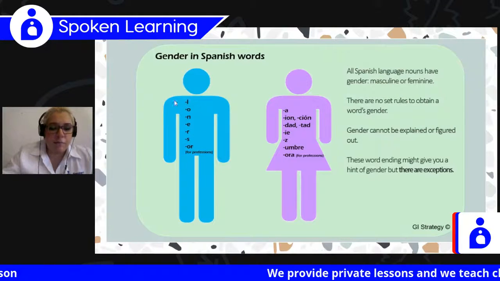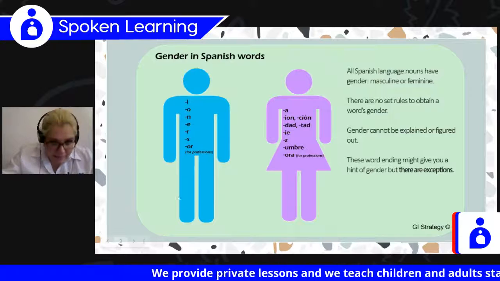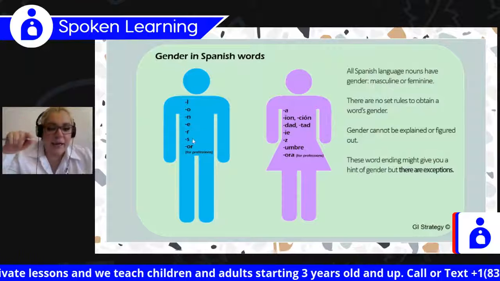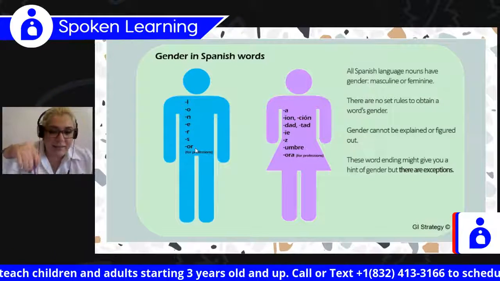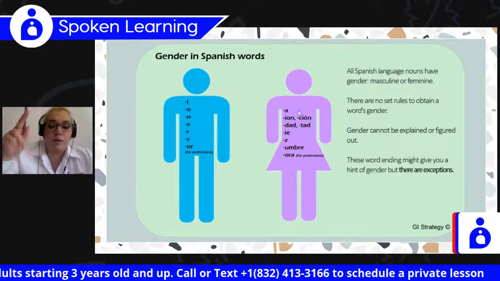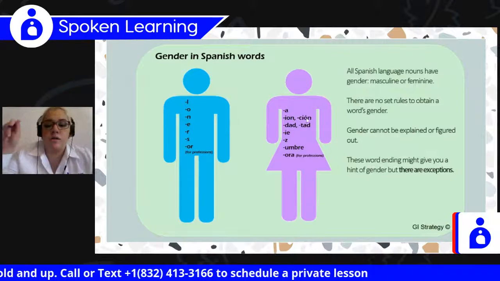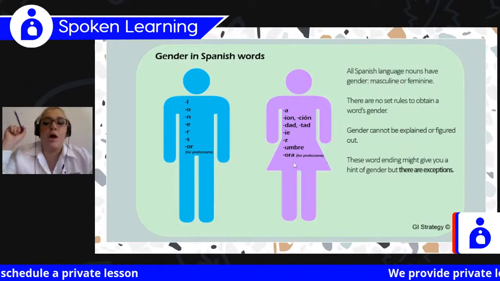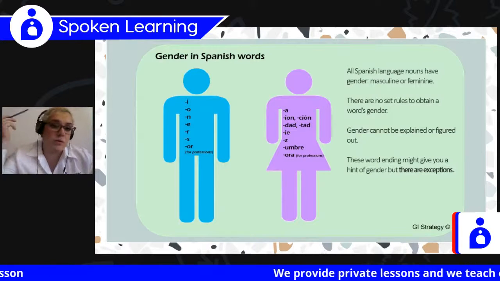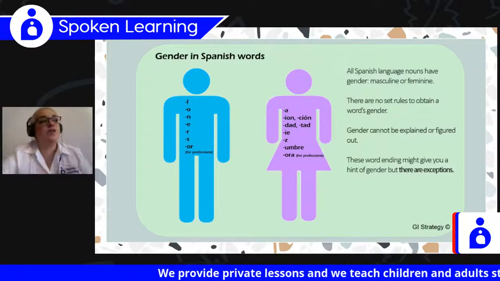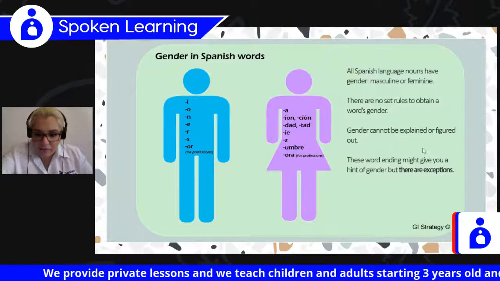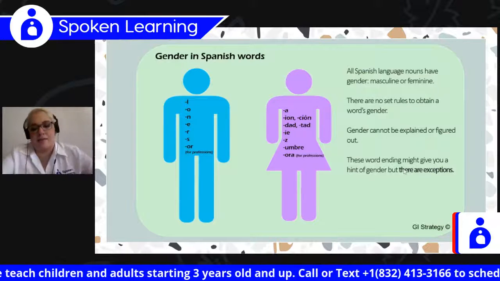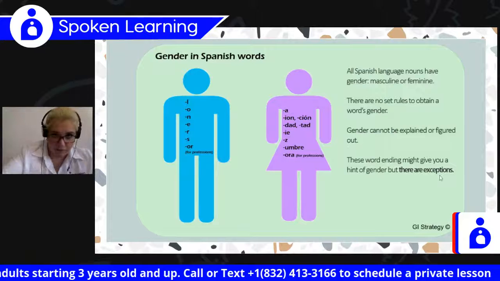And for example, words that end with letters like L, O, N, E, R, S, those endings are masculine, and the words that end with a, ión, sión, tad, ie, z, umbre, hora, those are supposed to be feminine. I'm saying supposed because, like it says here, these word endings might give you a hint of gender, but there are exceptions, okay?